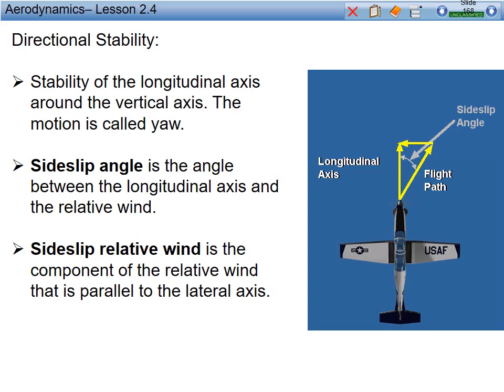Now that we understand longitudinal static stability, let's understand directional static stability. Stability of the longitudinal axis around the vertical axis is directional stability. The resistance to the motion called yaw is also that directional stability. As a plane encounters a side slip angle, which is the angle between the longitudinal axis and the relative wind, that side slip will cause an airplane to either yaw into that new side slip or yaw away from that new side slip.